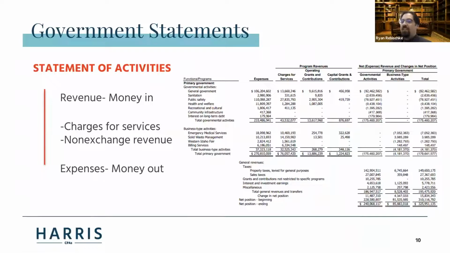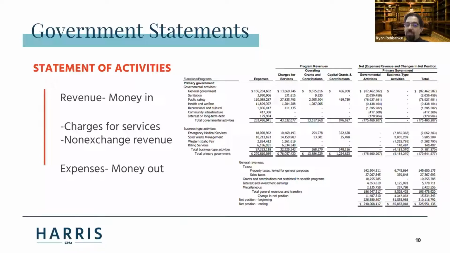Next, we have the statement of activities. Now, this is a report that is a bit dense. The way it is structured is very accounting. Generally, even beginning accounting professionals struggle with interpreting the way this report is set up. Effectively, it's composed of two things. So revenue, which is money coming in, and then expenses, which is money going out.